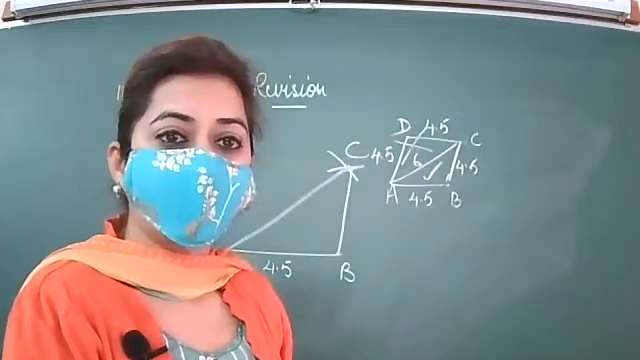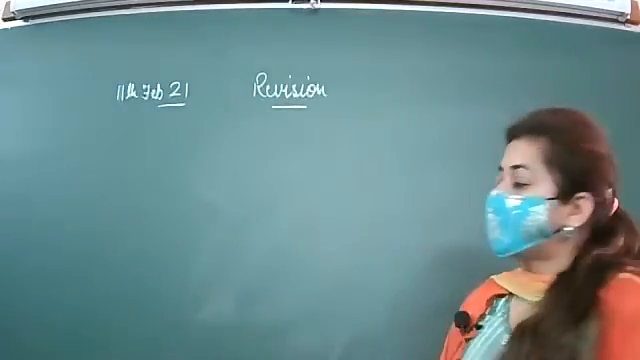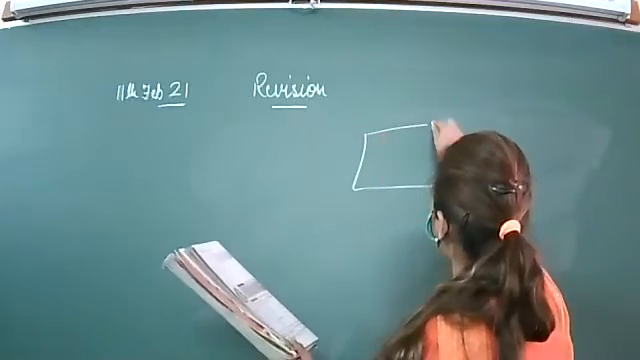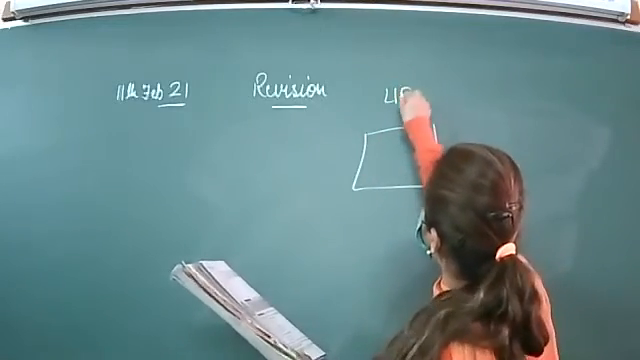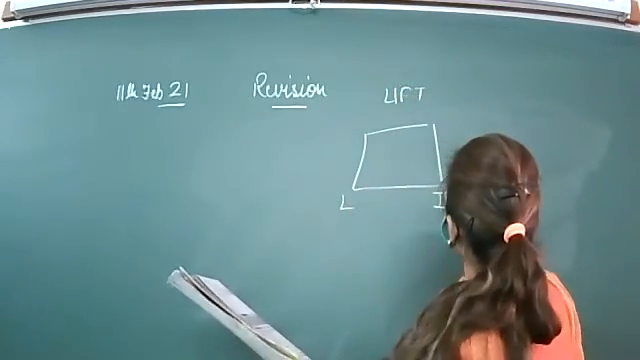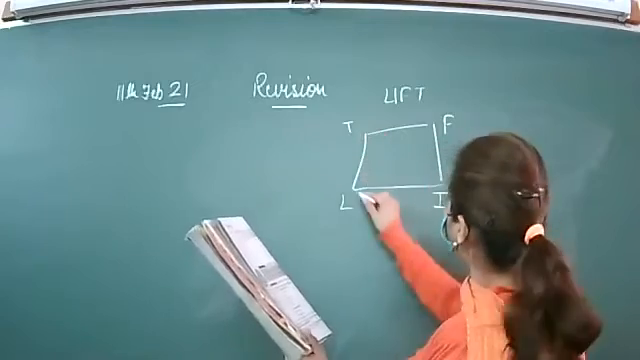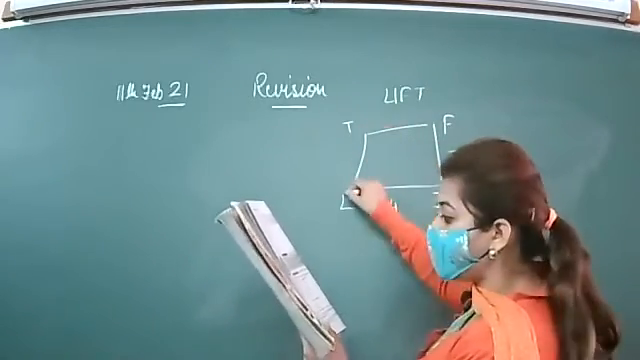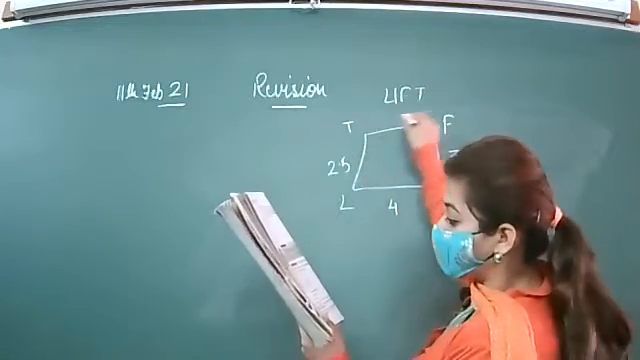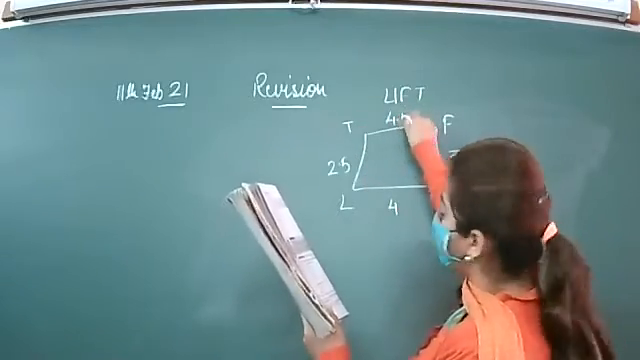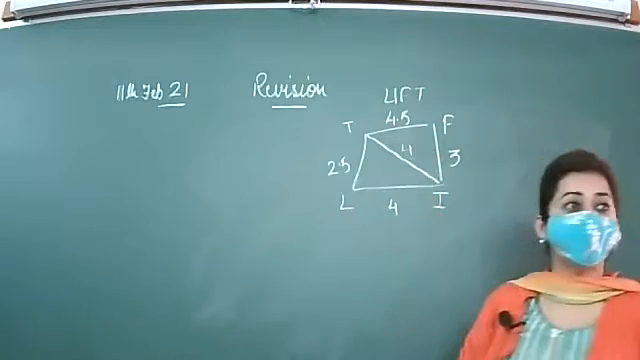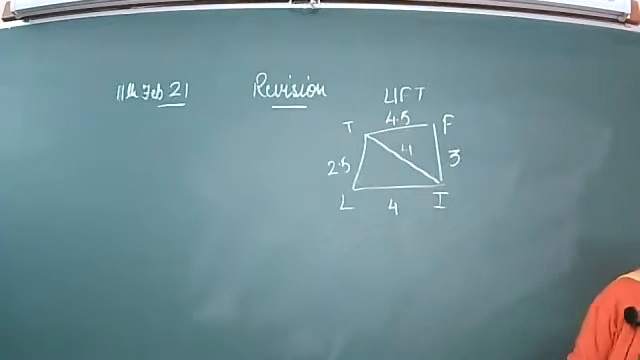Start this question, hurry up. 4.2. First question from 4.2 is you have to construct a quadrilateral. Its name is LIFT. LI is 4, IF is 3, TL is 2.5, TF is 4.5, and IT is the diagonal, that is 4. Got it? So these 4 dimensions are given to you.